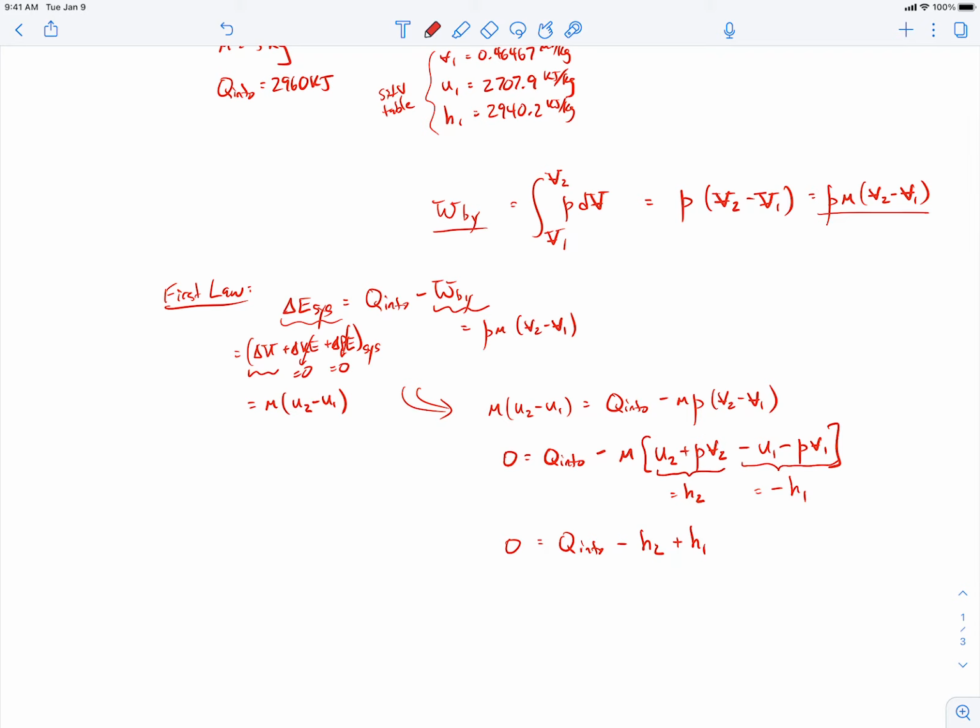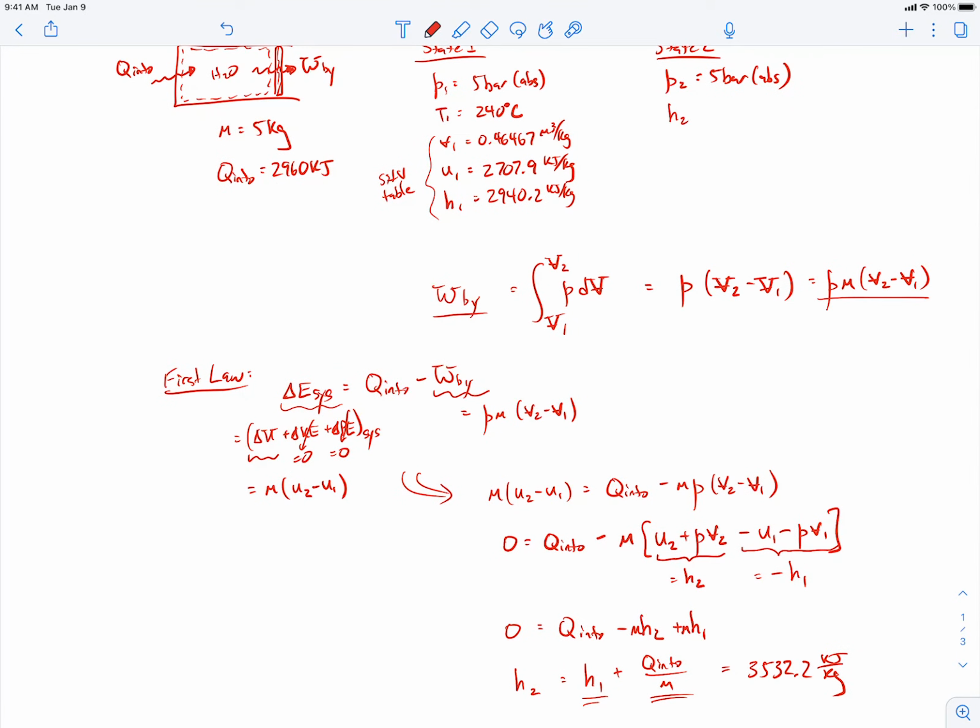So let's just rearrange this. Oh, and there should be a mass in there as well. I neglected to include the mass. Okay, so let me rearrange this to solve for H2. H2 will be H1 plus Q into divided by the mass. All right, so I know H1, I know Q, I know the mass, so I can solve for H2, and that comes out to be 3532.2 kilojoules per kilogram. So that's my additional property at state 2.